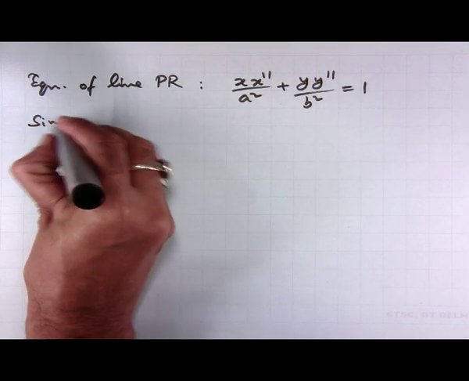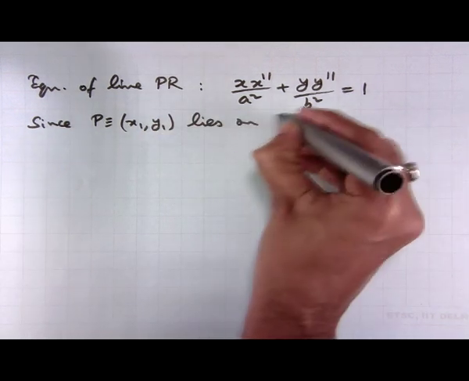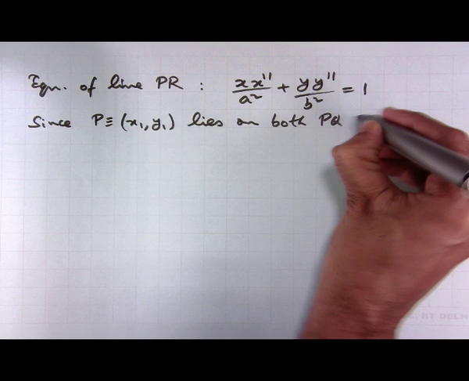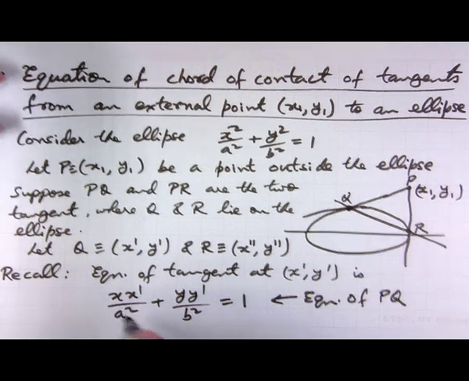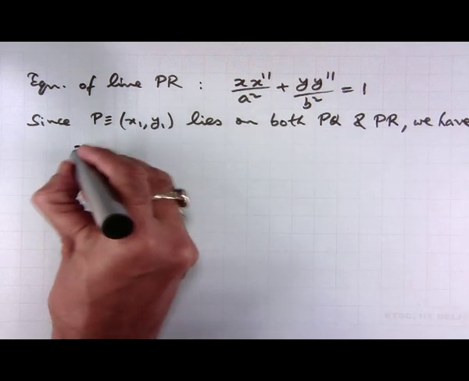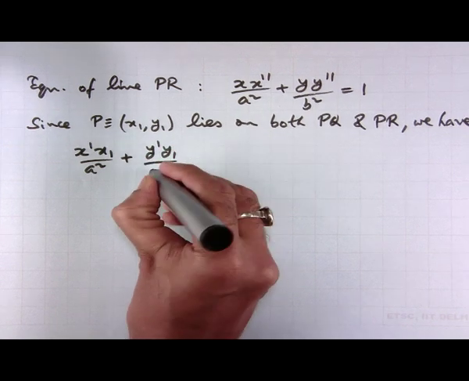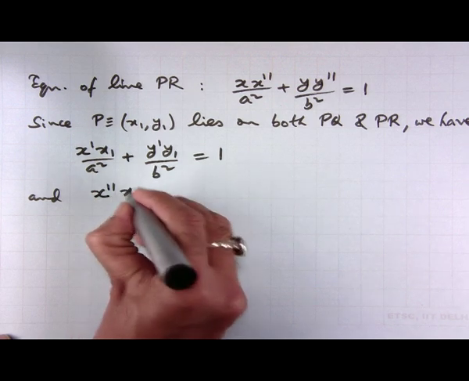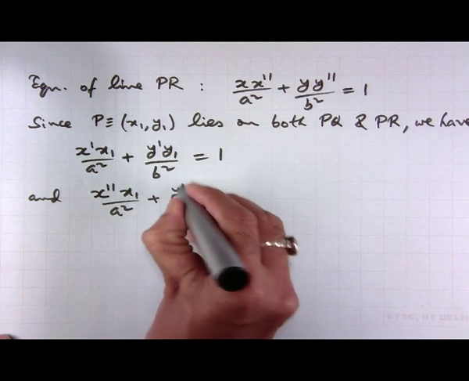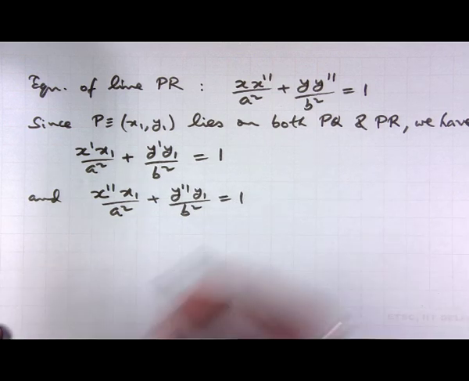Now, since the point P x 1 y 1 lies on both PQ and PR, if we put x 1 y 1 in the equation for PQ, then we get x dash x 1 by a square plus y dash y 1 by b square equal to 1, and x double dash x 1 by a square plus y double dash y 1 by b square, this is also equal to 1. So, we get these two equations 1 and 2.